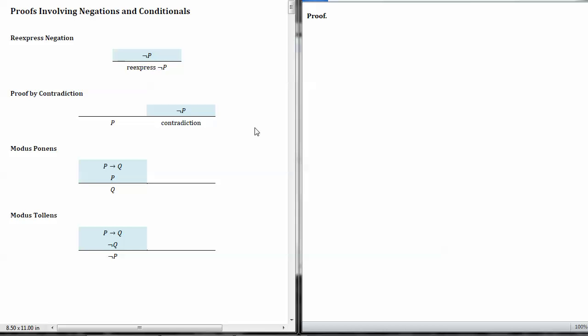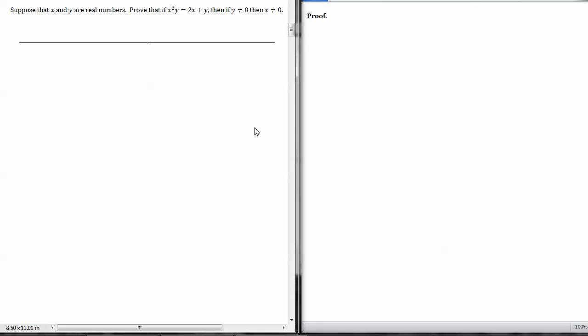For this problem, we're not going to make explicit use of any of these four methods given in this section. The problem is, suppose x and y are real numbers. Prove that if x squared y equals 2x plus y, then if y is not equal to 0, then x is not equal to 0. Okay, so it's sort of a compound if-then statement.